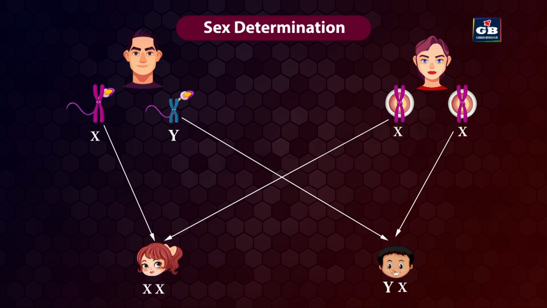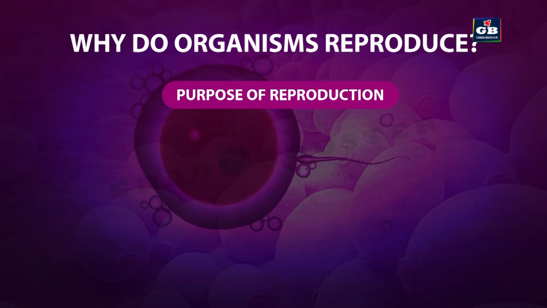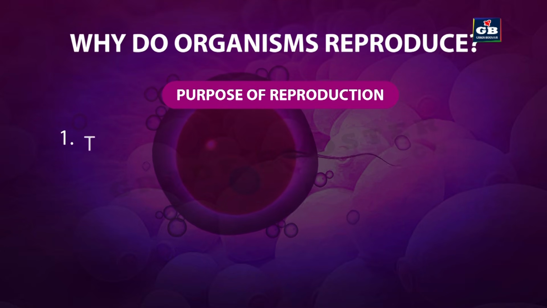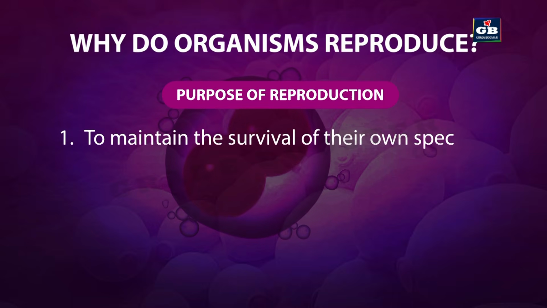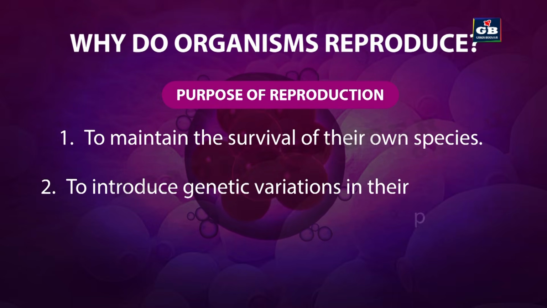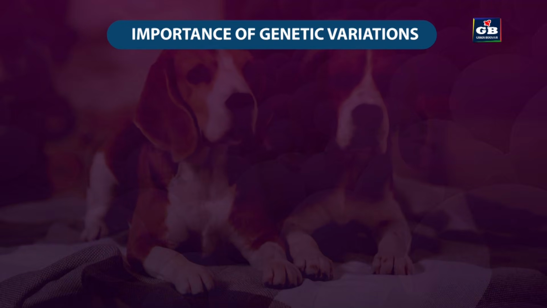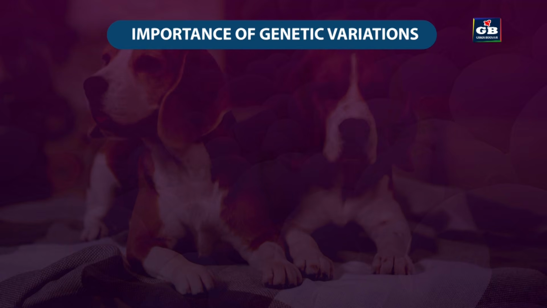This is all about heredity. Why do organisms reproduce? Organisms reproduce for two main reasons. One, to maintain the survival of their own species. Two, to introduce genetic variations in their population. What are genetic variations and why are they important?